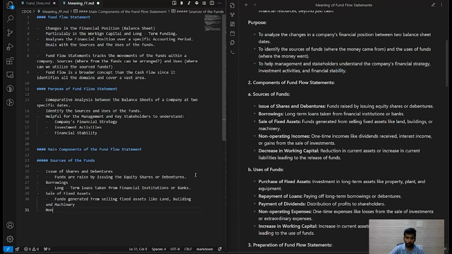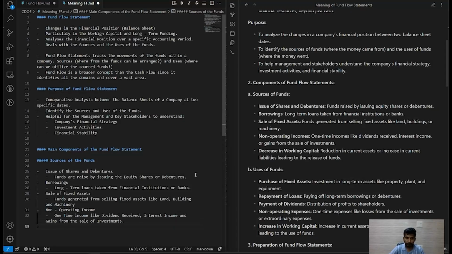Then non-operating incomes. The non-operating income includes one-time income like dividends received, interest income, and gains from the sale of investments.